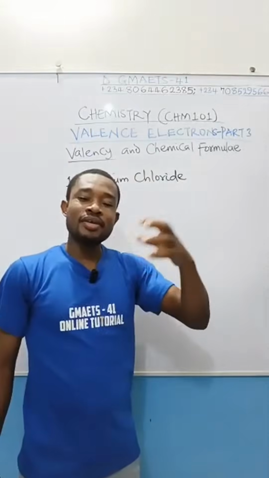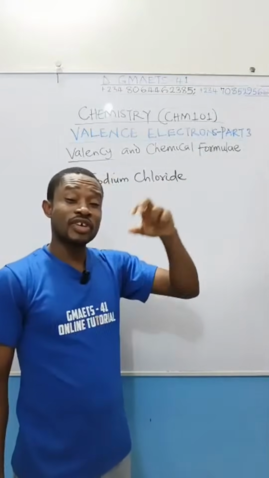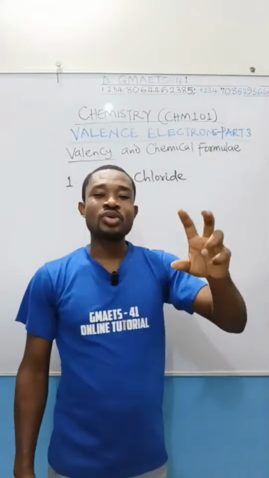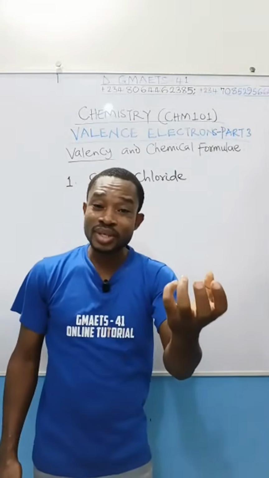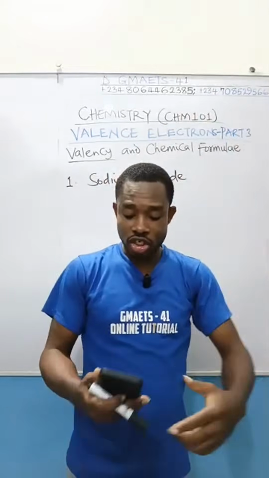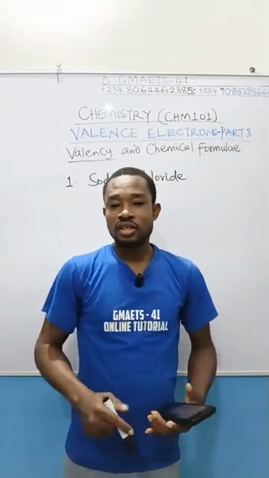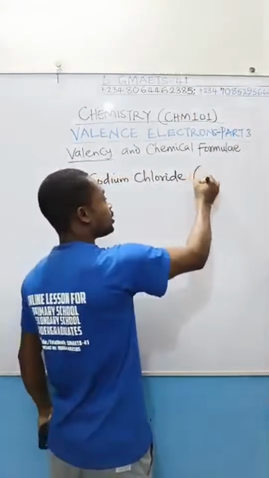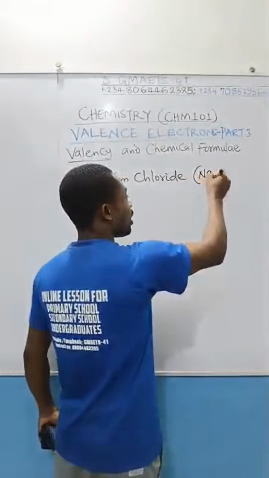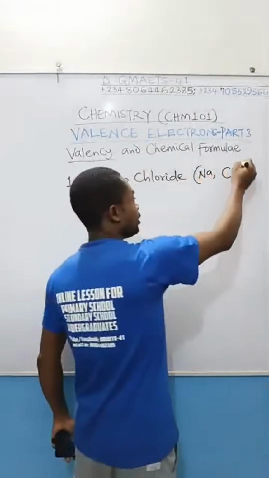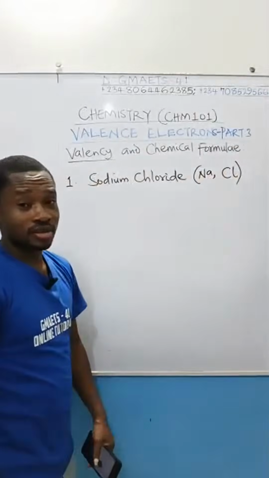But you know, as a binary compound, what you do is you pronounce the first element fully. Then for the second element, you pronounce the prefix, the beginning part of the name, and then the end part, the suffix, you change it to "ide." Now, from this name, sodium chloride, the elements present there are sodium and chlorine.